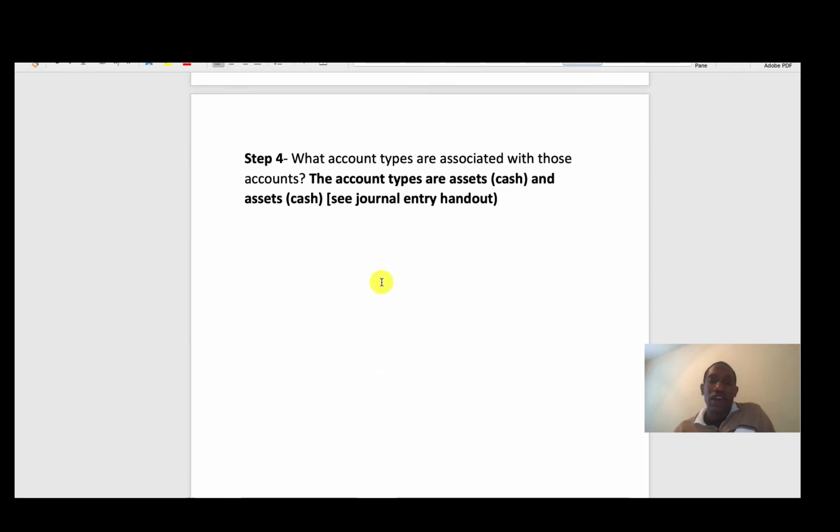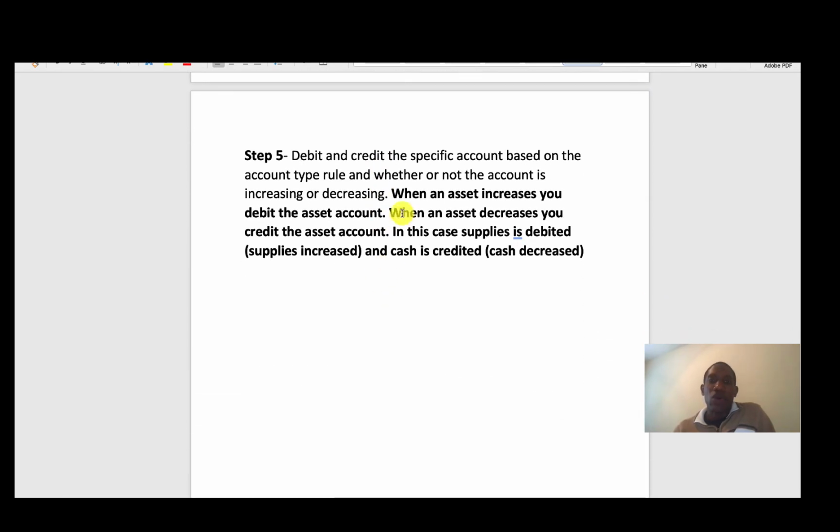So in step 5, right, what do we have? We have a debit. When an asset increases, you debit the account. When an asset decreases, you credit the account. In this case, supplies is debited and cash is credited. So we would have a debit to supplies and a credit to cash, and I believe it was $1,000. And that's how you do a journal entry, right?